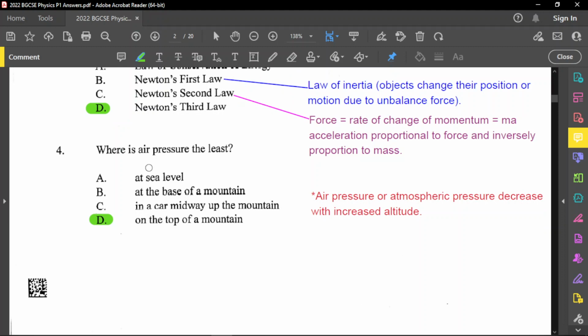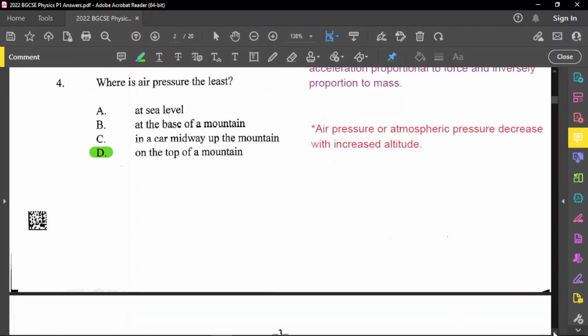For number 4, it said, where is the air pressure the least? The answer will be D, which is on top of a mountain, based on the other options. The reason for that is because air pressure, or atmospheric pressure, decreases with increased altitude. So the higher you go, the less the air pressure will be.